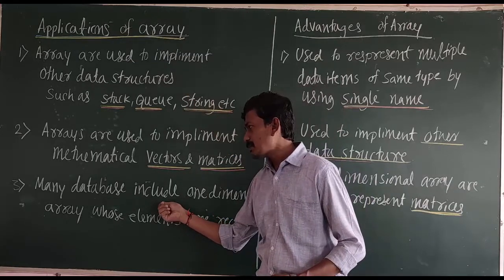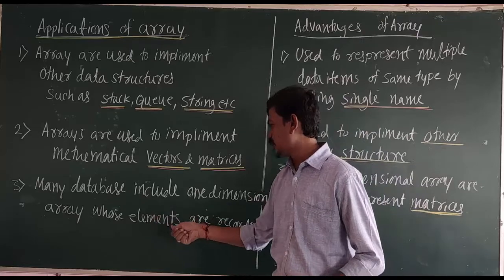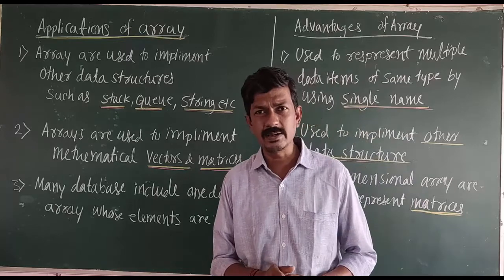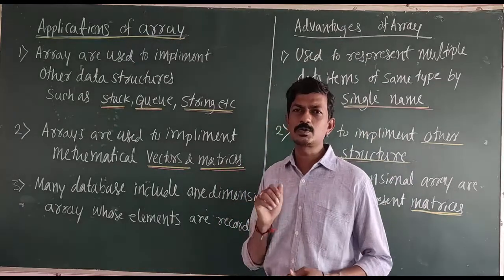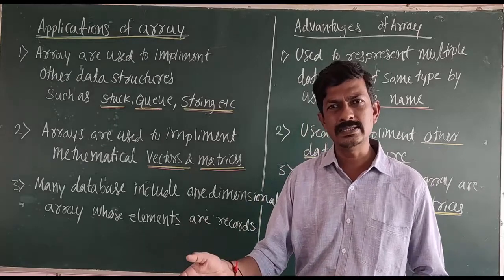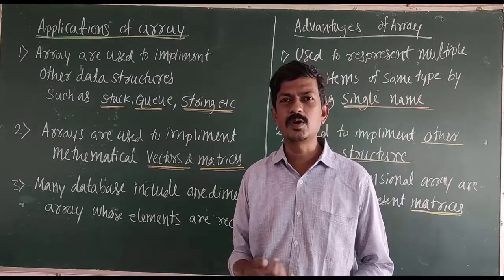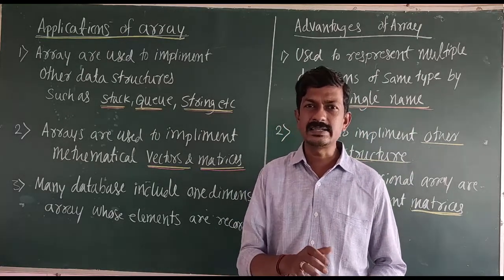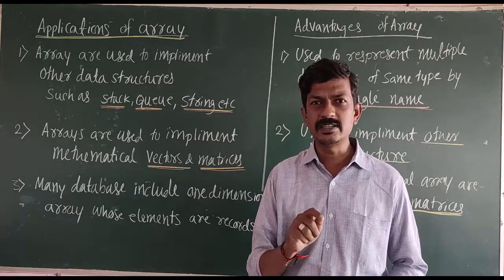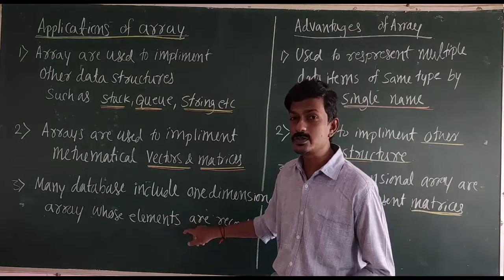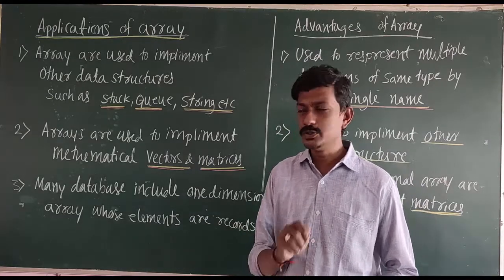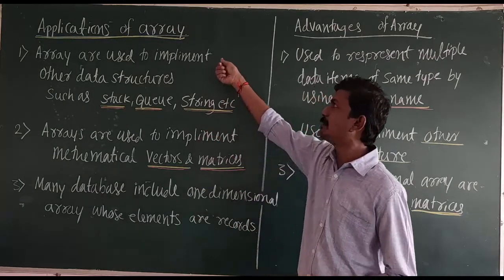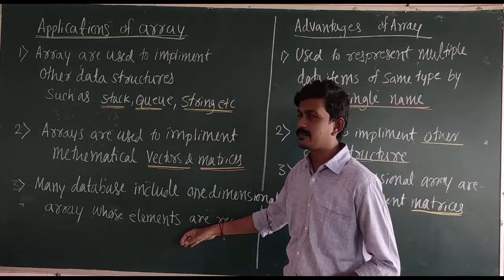Next, many databases include a one dimensional array whose elements are records. Many databases use a one dimensional array to store their elements as records. If you want to store certain data in computer memory, we require an application software called a database. A database is application software which is able to store related data items in computer memory. Databases use single dimensional arrays to store elements as records. These are three important applications of array.